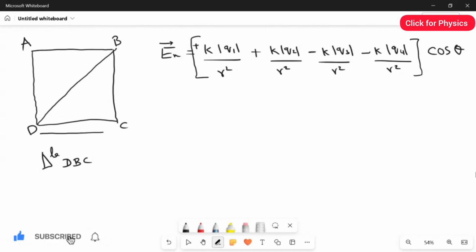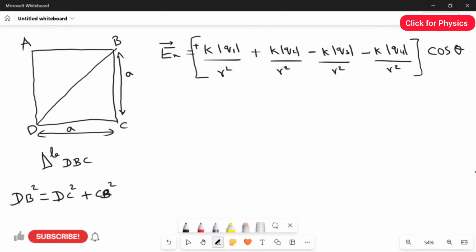As we know, the edge length is A, right? So this value is A, and this value is also A. I'm going to consider only this triangle. So in triangle DBC, I'm going to apply the Pythagoras theorem. You already know the Pythagoras theorem. What does it say from this diagram? DB square is equal to DC square plus CB square. Clear?